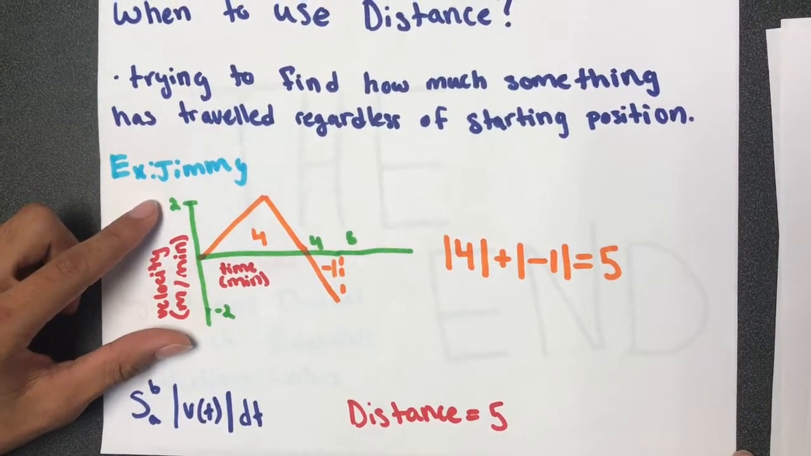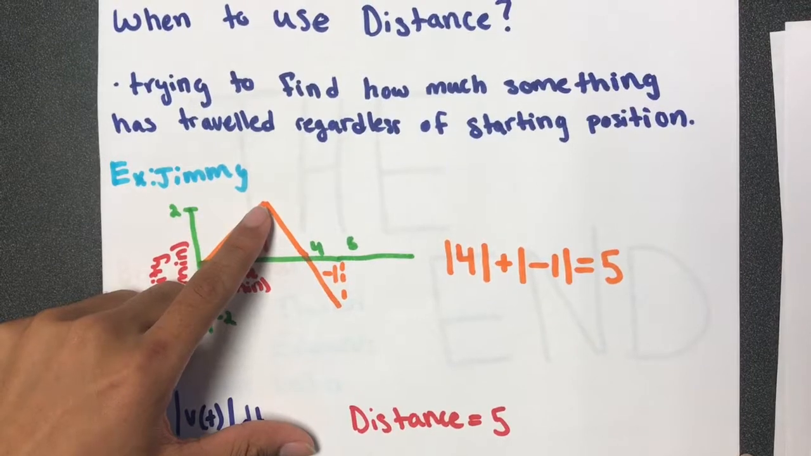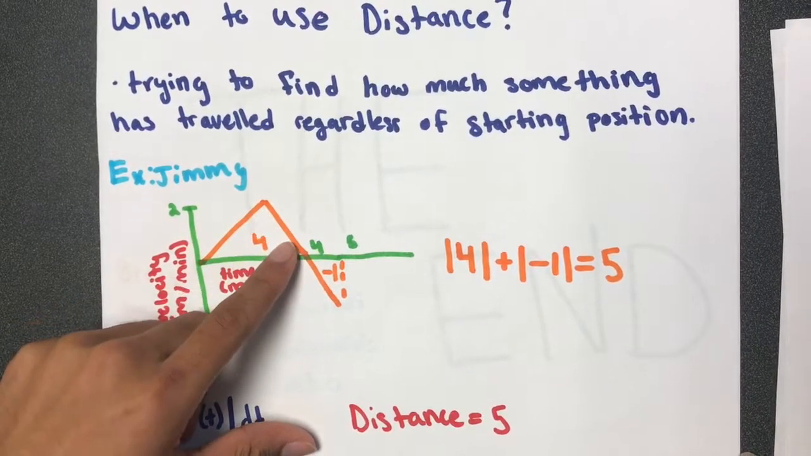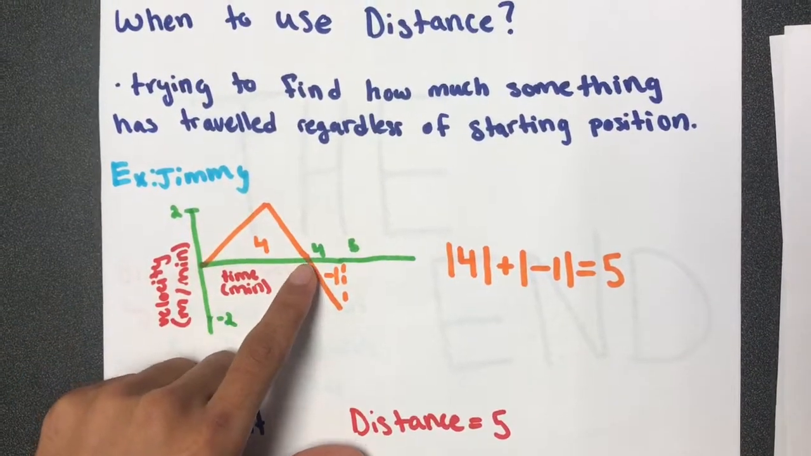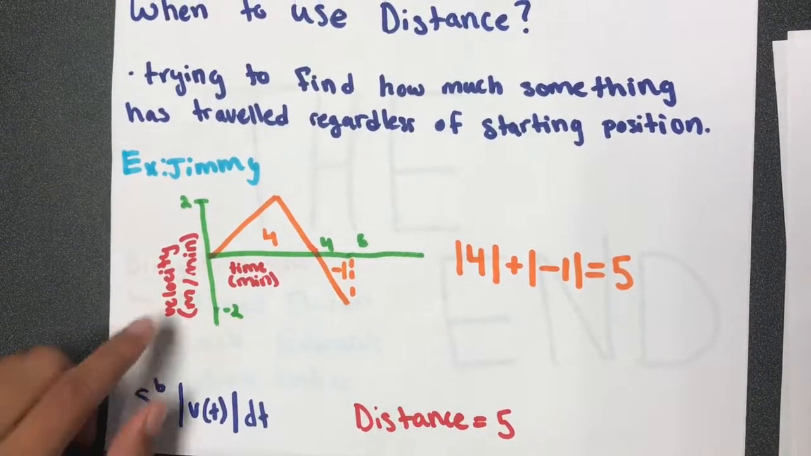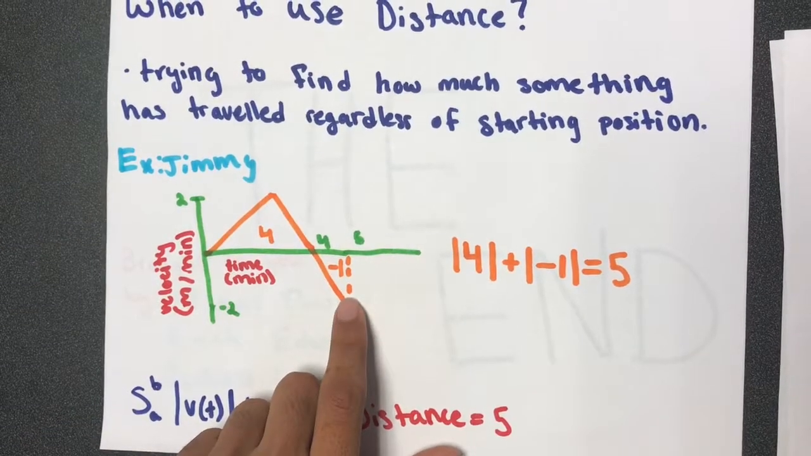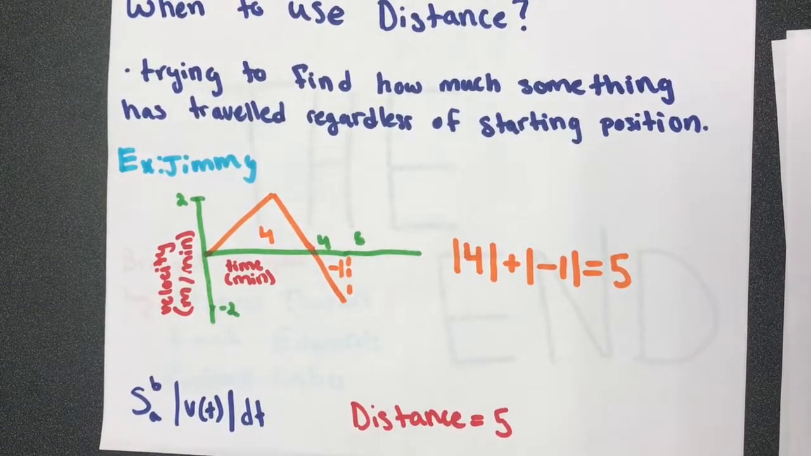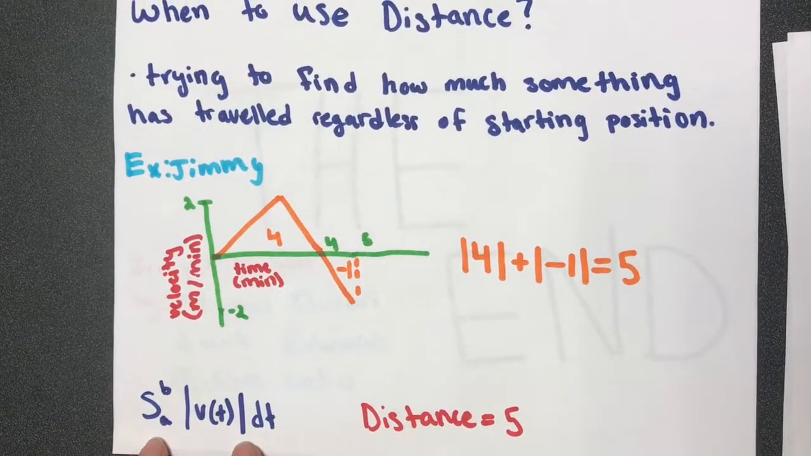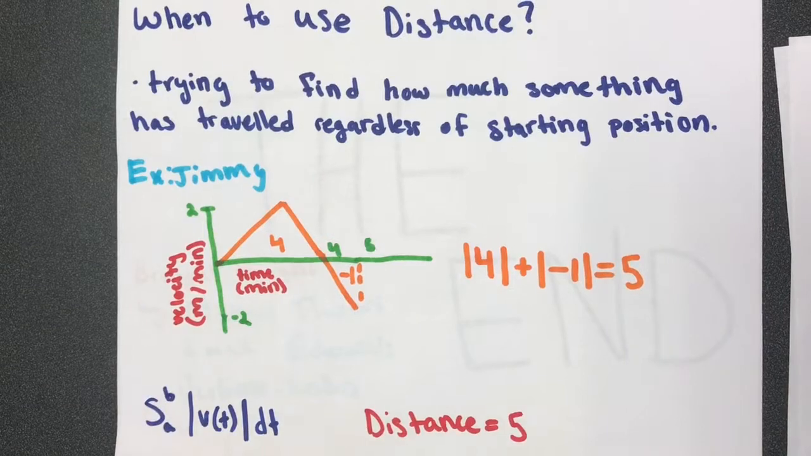And using the same velocity graph, we know that he starts at home, heads towards school, realizes he forgot his backpack but is still going towards school, and at this point, he turns around and heads back home. We know that the area of the first triangle is 4, and the area of the second triangle is -1. We also know that distance is the integral of the absolute value of velocity from A to B.